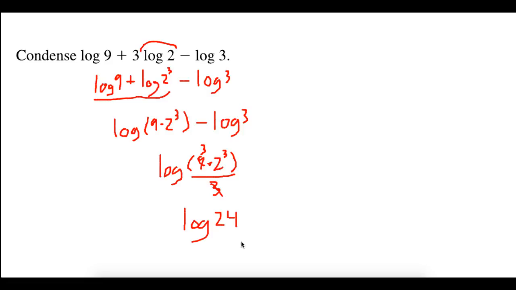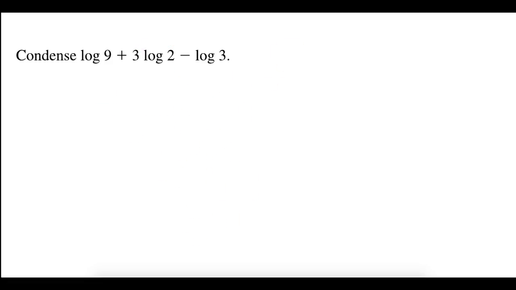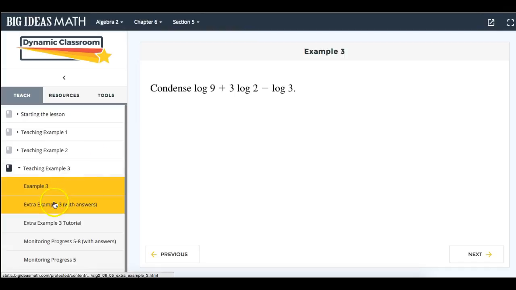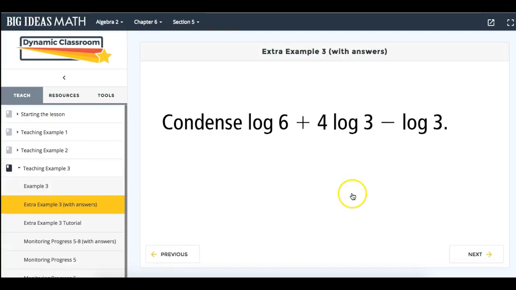So again, you can pause it here if you need to come back and look at this. But the problem that I want you to do now for some extra practice is to condense this problem. I want you to write your final answer as one single log using all of the properties. Again, you can go back and look at the examples that I just did, but go ahead and condense this into one log and then enter it into the text box.